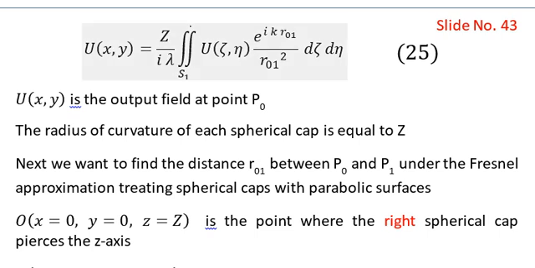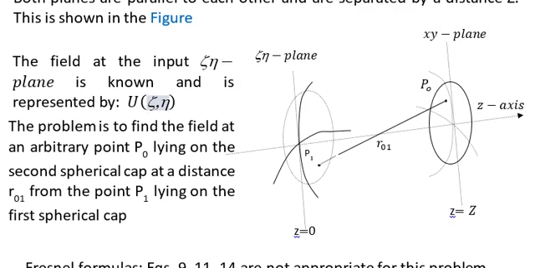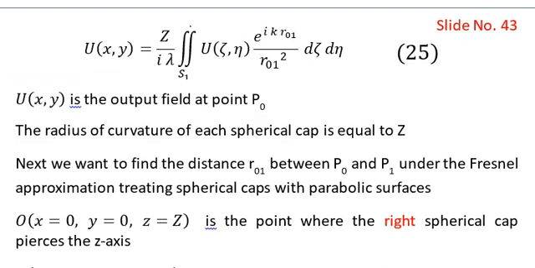So we have u of x y, the field at the point x y, equal to z over iota lambda, and the integration is over the whole clear aperture S1, and we have the field at a point within S1 represented by u of zeta comma eta, and the terms e to the power iota k r01 over r01 squared, and the integration is with respect to d zeta and d eta. So u of x comma y is the output field at point P0, which we have to find. The radius of curvature of each spherical cap is equal to capital Z.